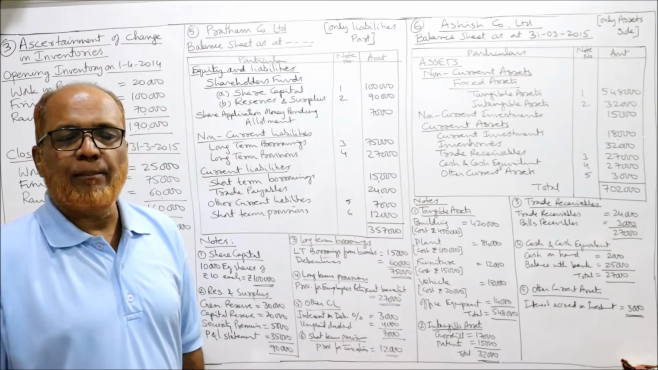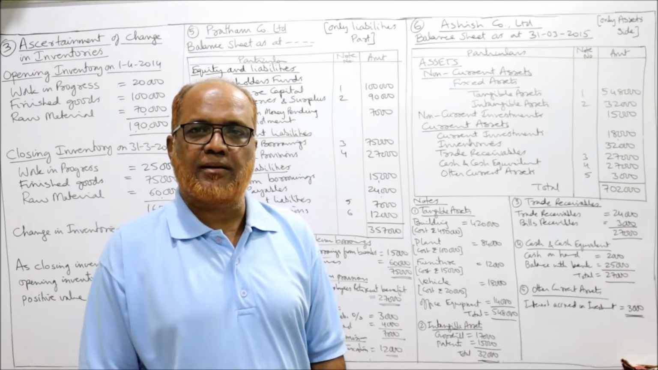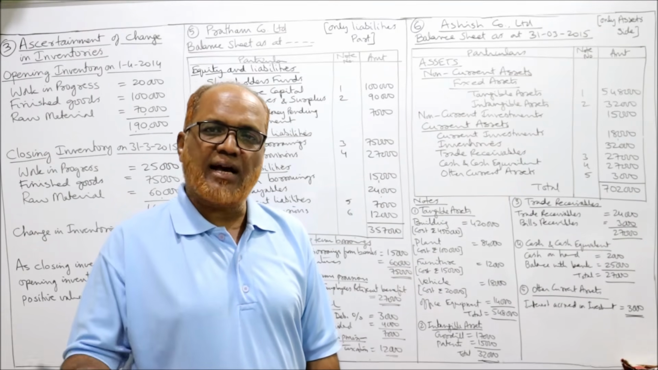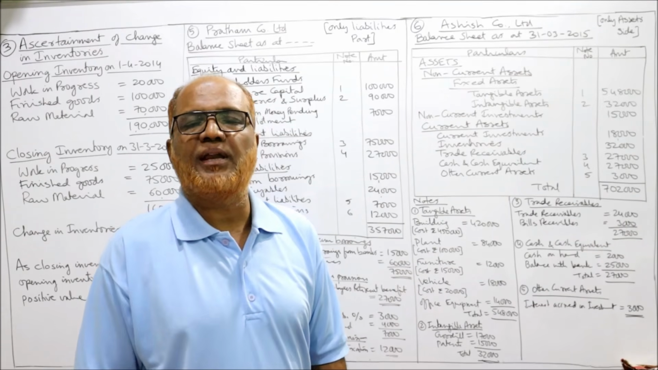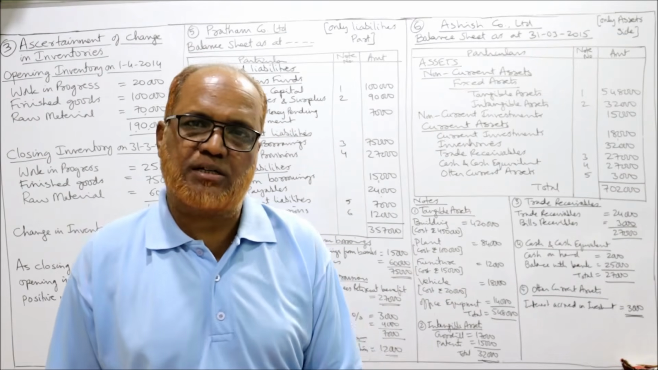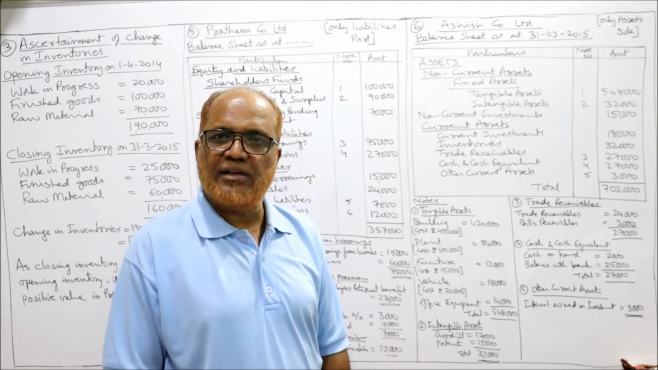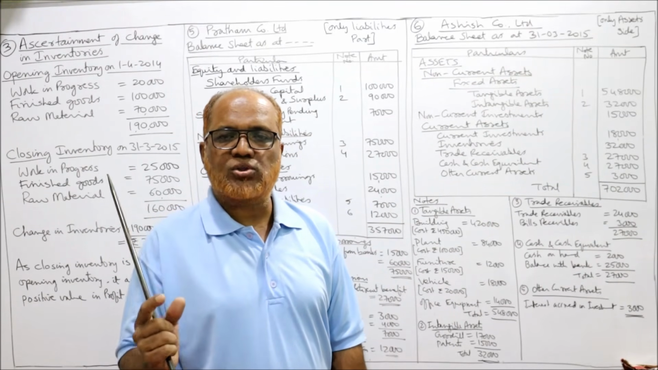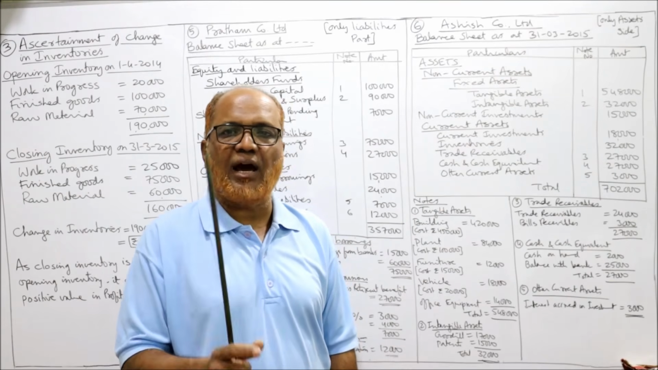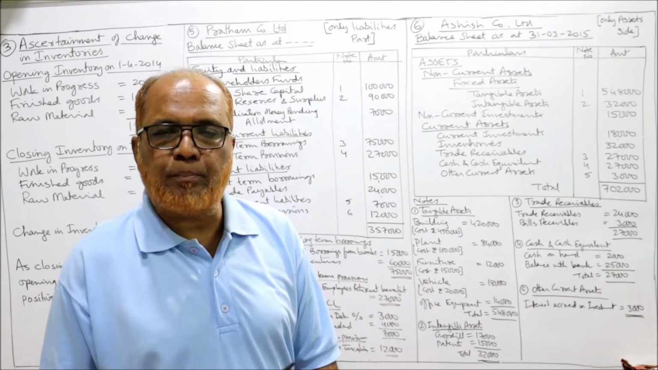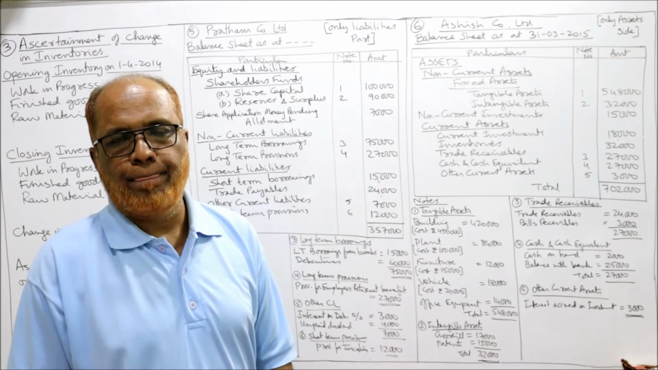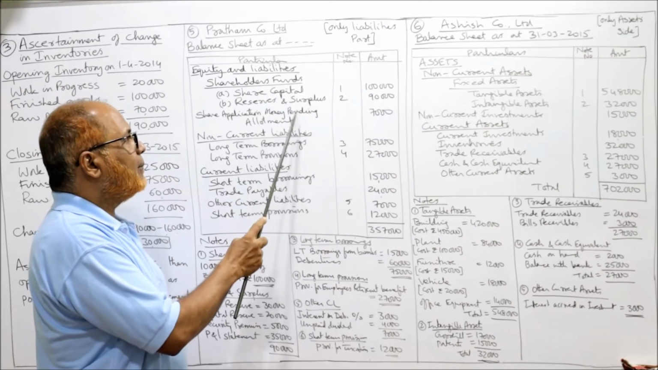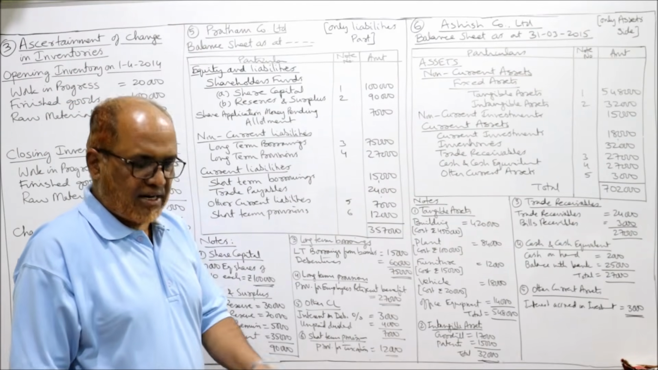Then we have share application money pending allotment. Sometimes what will happen, the company has issued the shares, the public has applied for the shares, but the company has not yet made the allotment. The application money has come. So that application money is called application money received pending allotment. This should be shown as a separate item on the liability side. It should not be clubbed with any other item. So here we have to take share application money pending allotment 7,000, separate item.